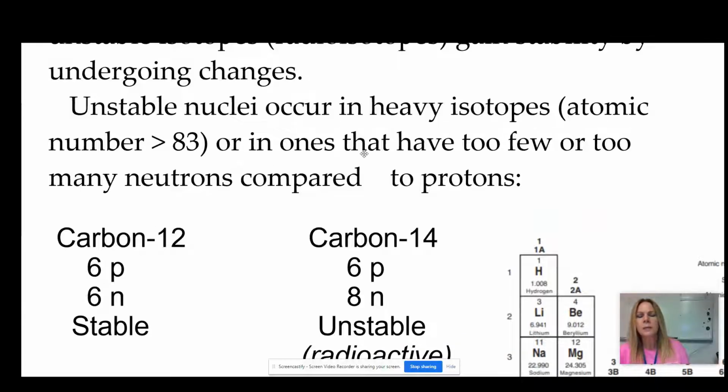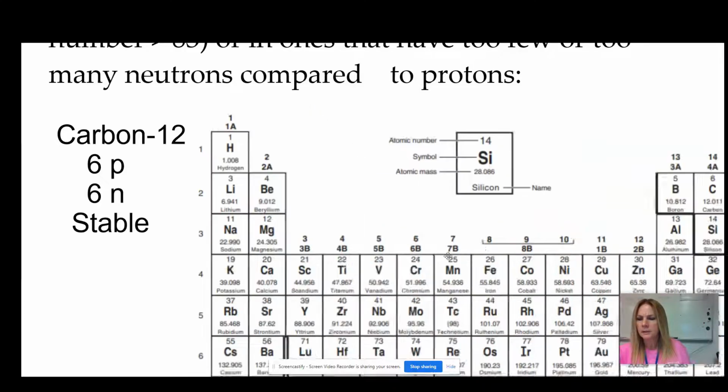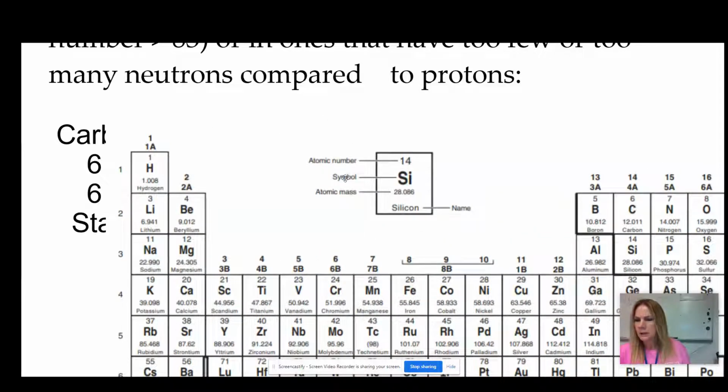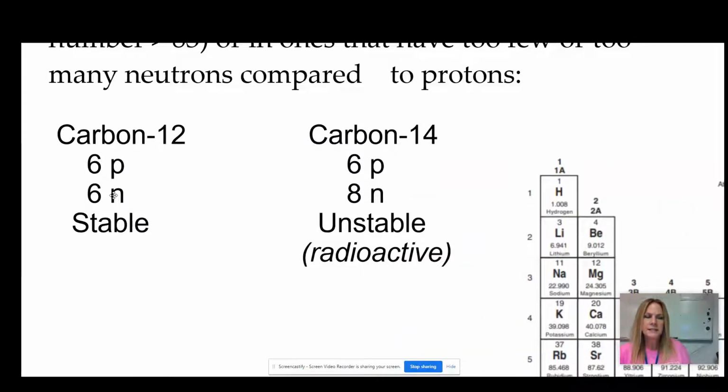Another way is when they have too few or too many protons compared to neutrons. It's all about the proton to neutron ratio. For example, carbon-12 has a mass of 12, and I know from the periodic table its atomic number, which is on top, is 6, which means it has 6 protons. Then 12 minus 6 tells me 6 neutrons.